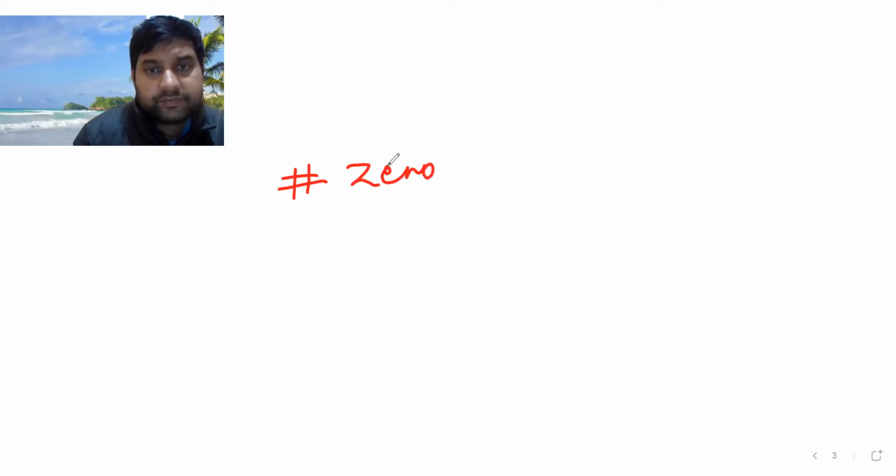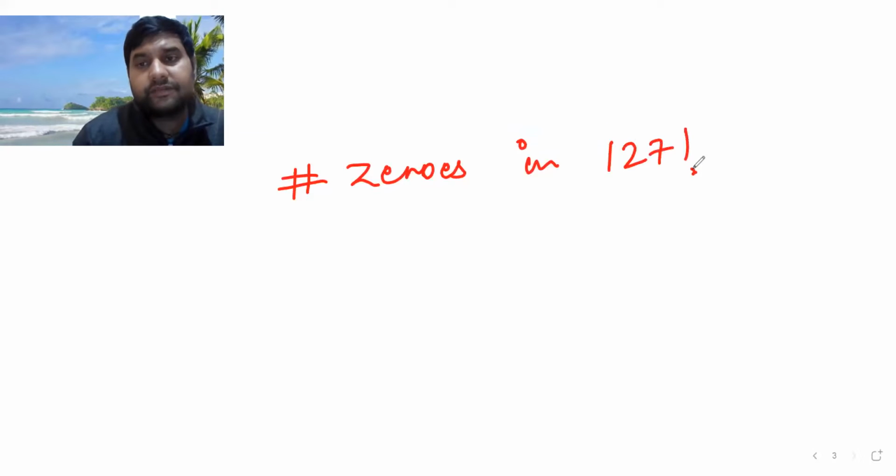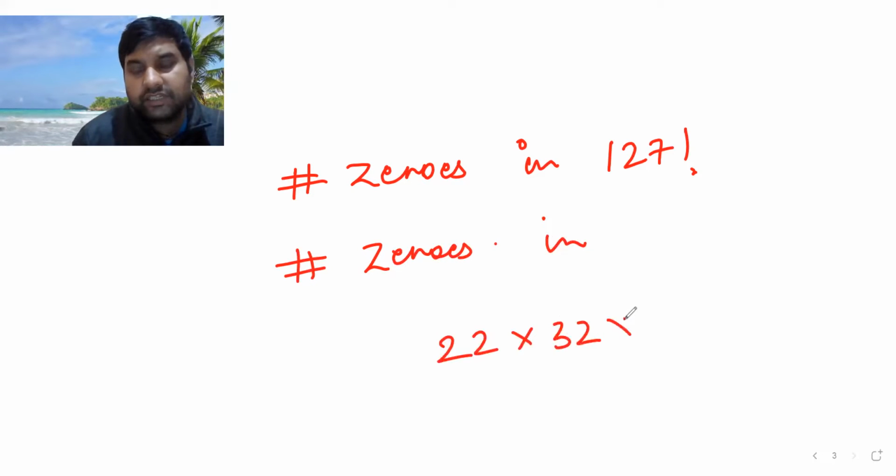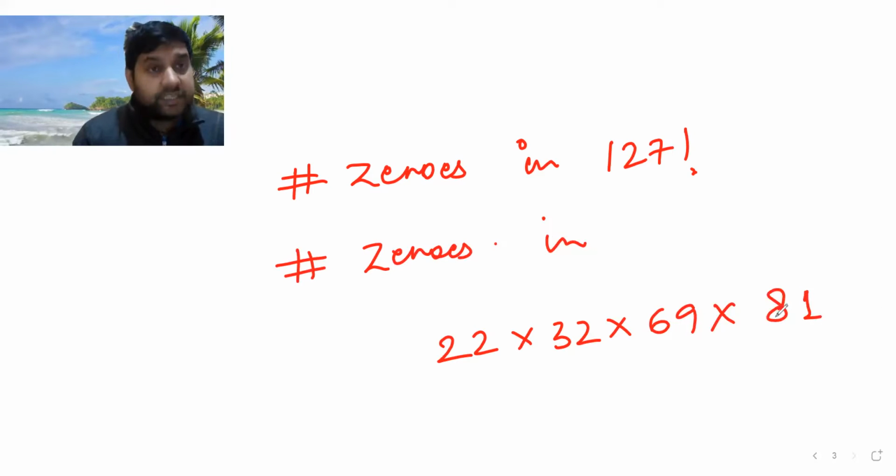You're absolutely right. But when these kind of questions are asked, the expression is changed. So you will get expressions such as this. You will be asked a question: what is the number of zeros in 127 factorial, or you will be asked what is the number of zeros in an expression 22 into 32 into 69 into 81, something like that.